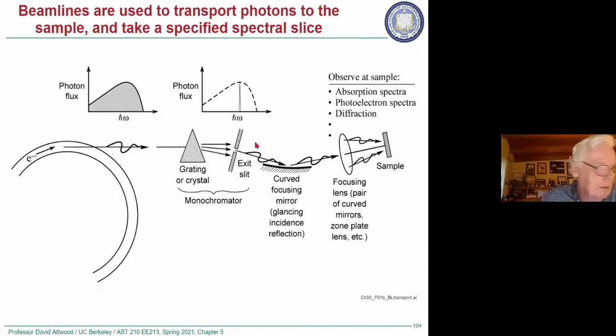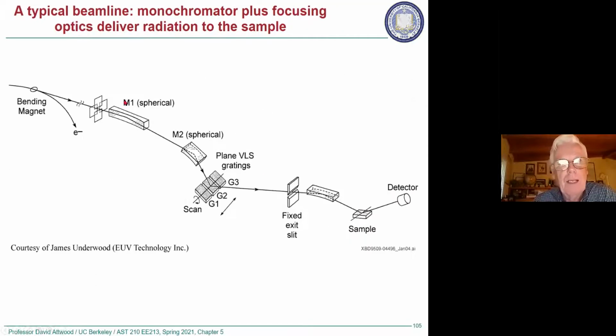Oh, yes. So with just a few minutes left, we have radiation coming out of our synchrotron, and we want to get it to our sample. We need a beamline. We need some sort of monochromator, and we need some optics to bring it there. This is an example of a beamline at the ALS with some optics that are going to collect the radiation and bring it to our sample, and a grating monochromator.